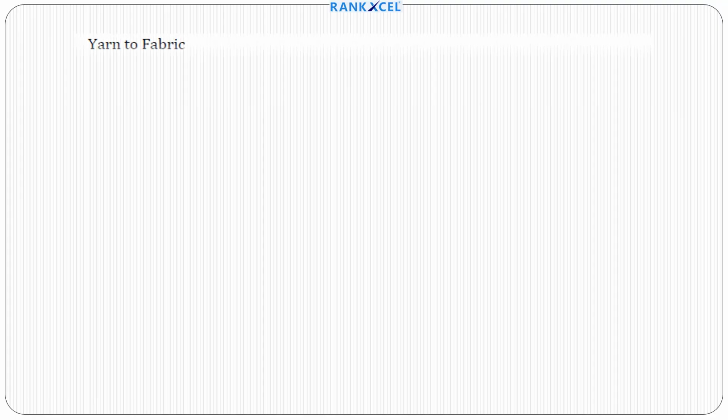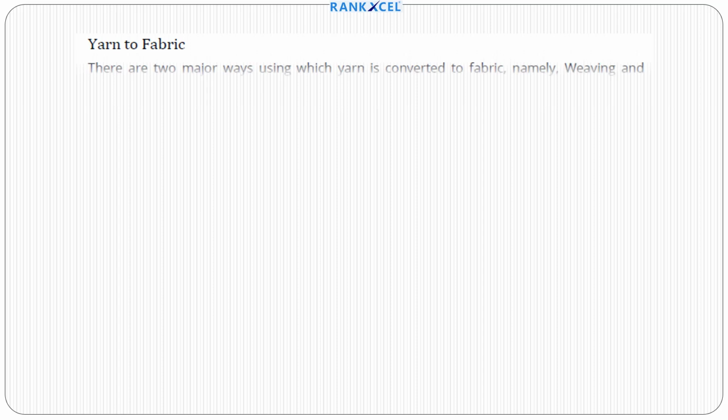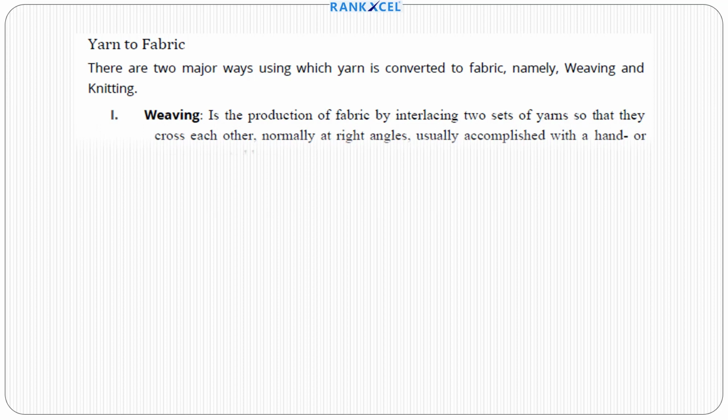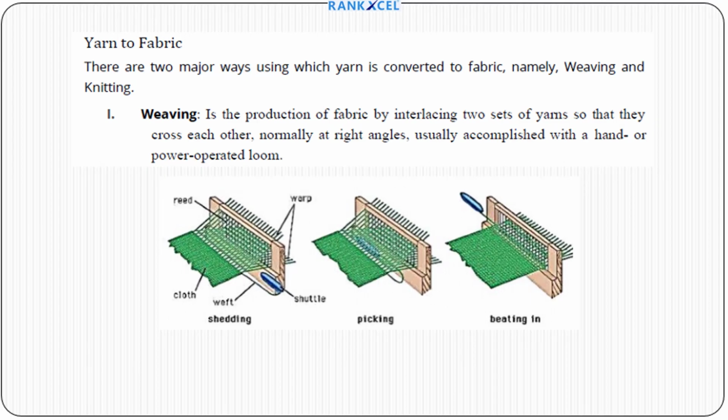Yarn to fabric. There are two major ways using which yarn is converted to fabric, namely, weaving and knitting. Weaving is the production of fabric by interlacing two sets of yarns so that they cross each other, normally at right angles, usually accomplished with a hand or power-operated loom.